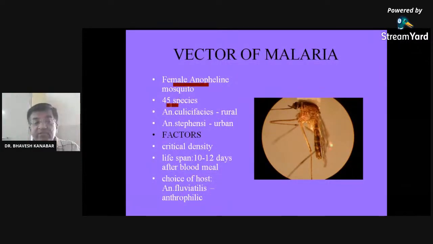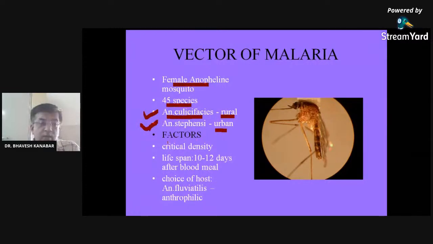There are 45 species of female Anopheles mosquito. Right? For rural, it is Anopheles culicifacies. Remember these two only. No need to remember 45 species. For rural malaria, Anopheles culicifacies, and for urban malaria, it is Anopheles stephensi.